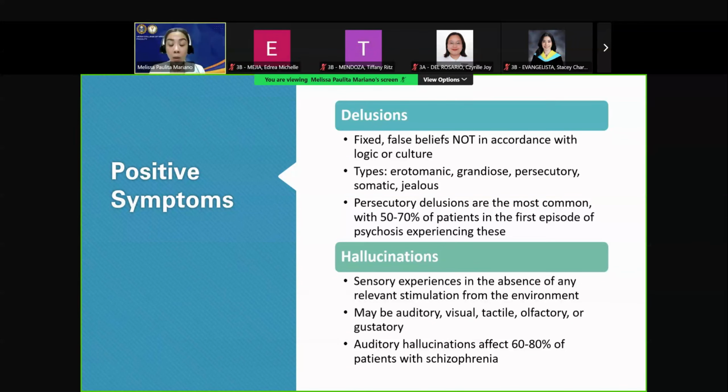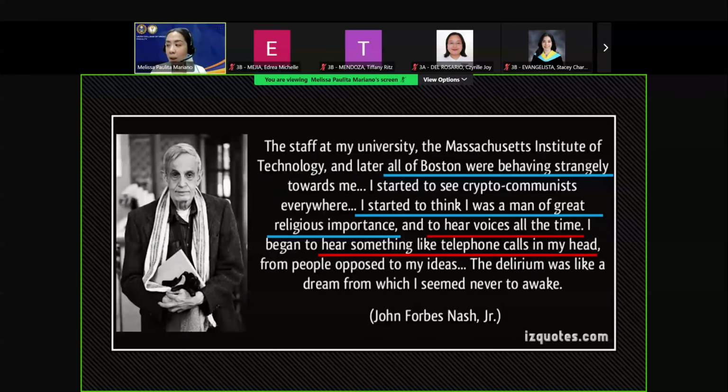Of these, the most common will be auditory hallucinations, and they will affect 60 to 80% of patients with schizophrenia. So this is a classic presentation of people with psychosis having persecutory delusions and auditory hallucinations. And this is one example of it.